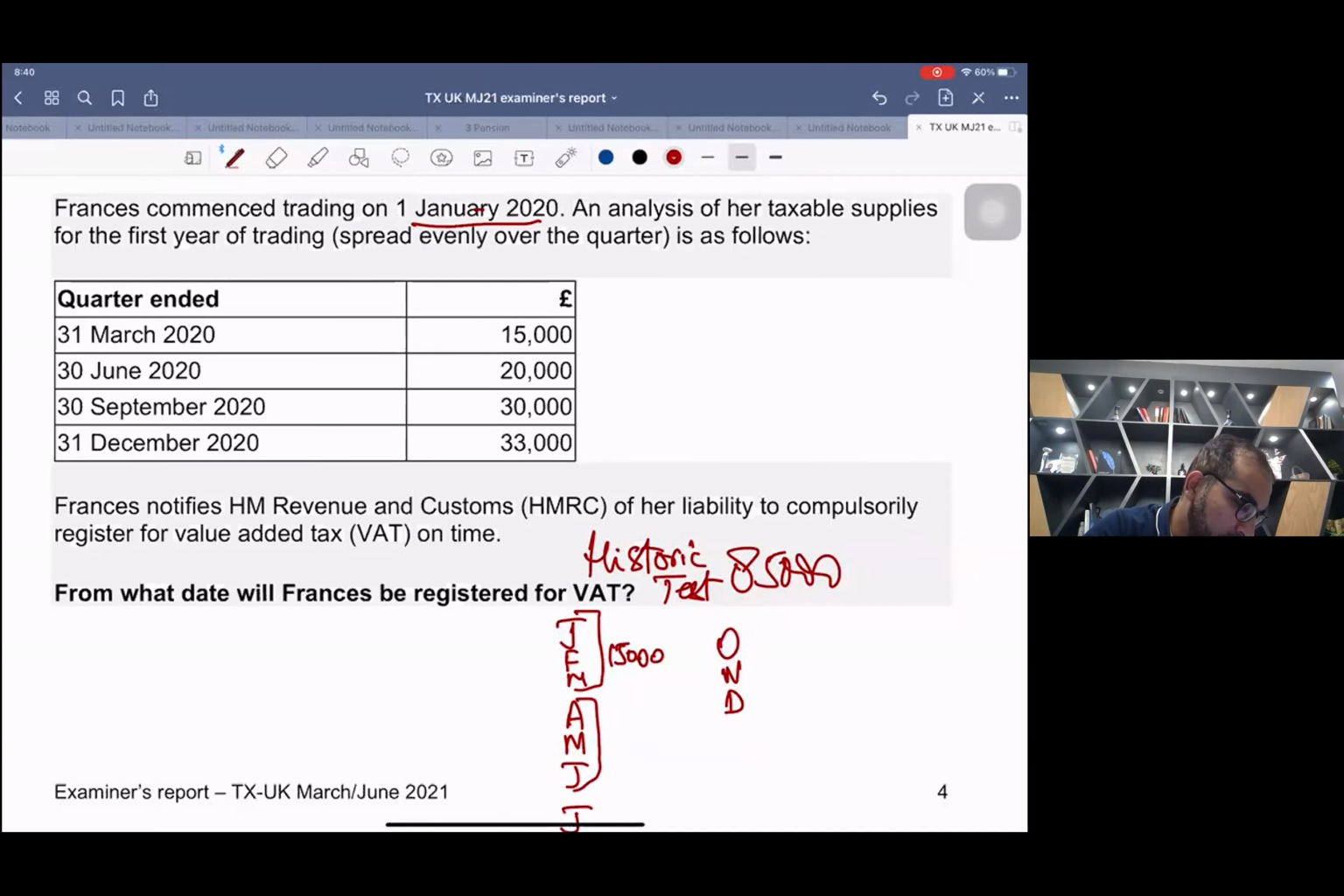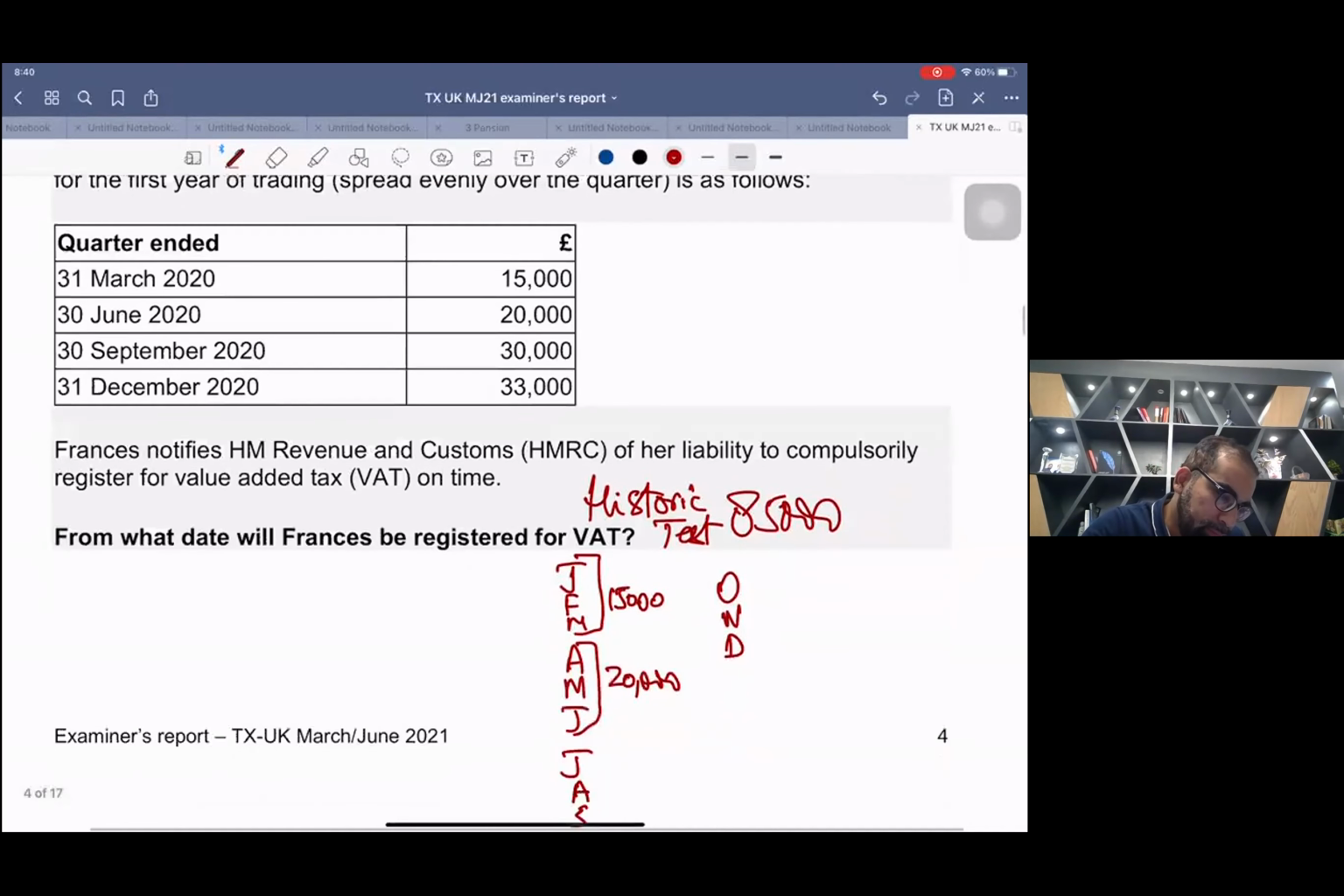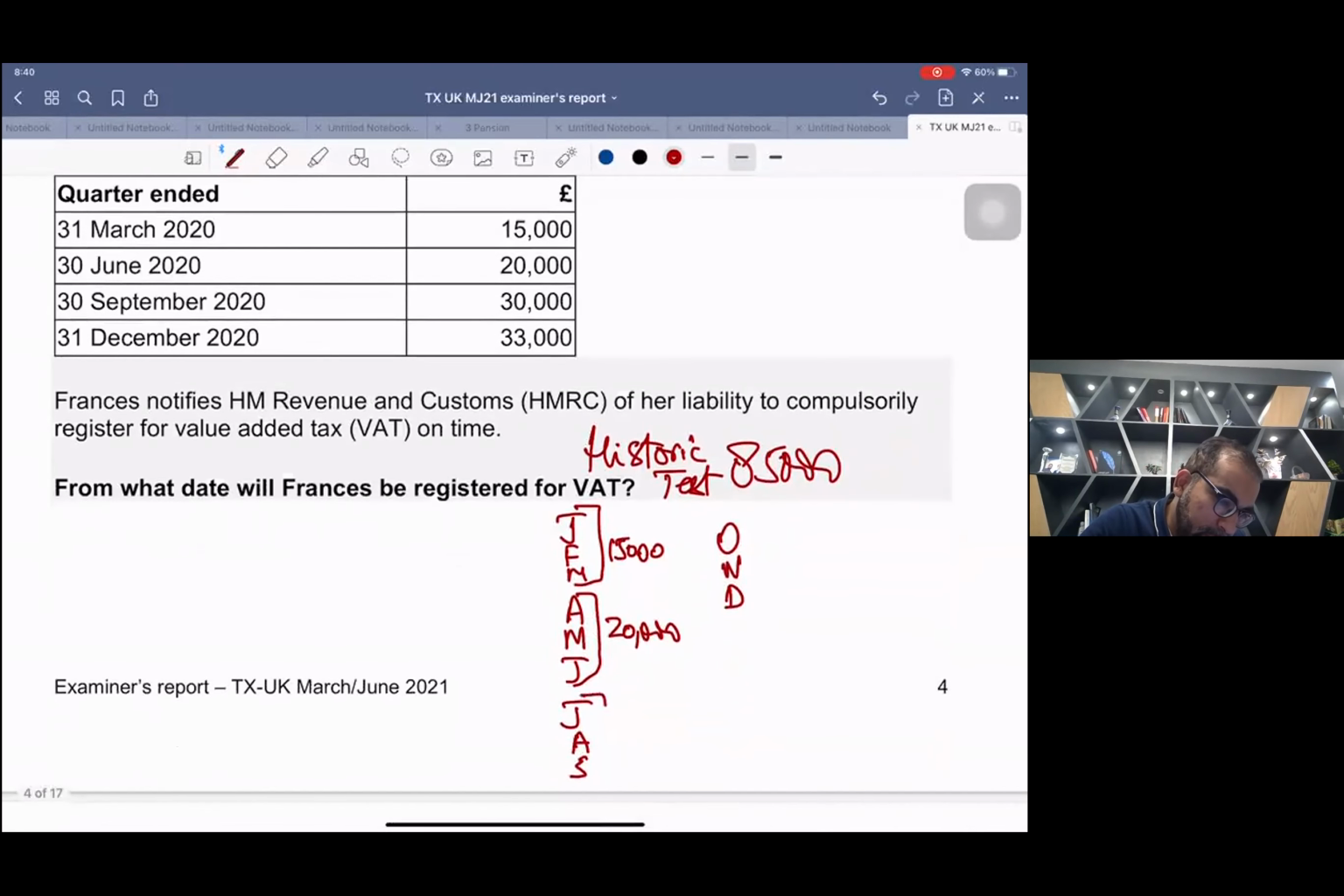Now, for April, May, June, it's 20,000. Again, 15 plus 20 is how much? It's 35. Still we haven't crossed. Then July, August, September, it's 30. So 15 and 20, 35 plus 30 is 65. 65 still. Now, in these 3 months, the answer is 33. So 33,000 divided by 3 per month is 11,000.